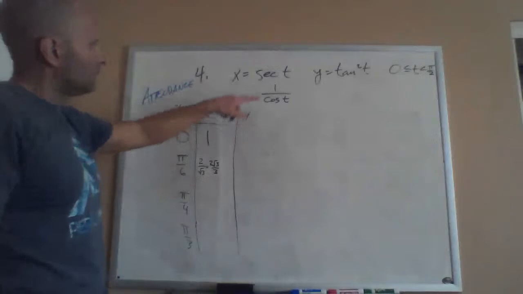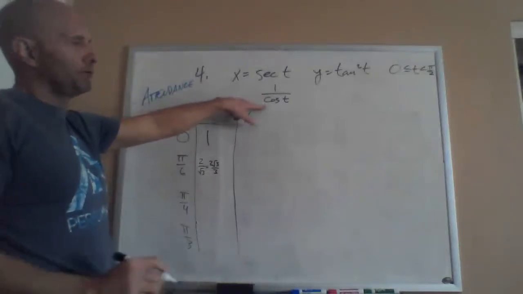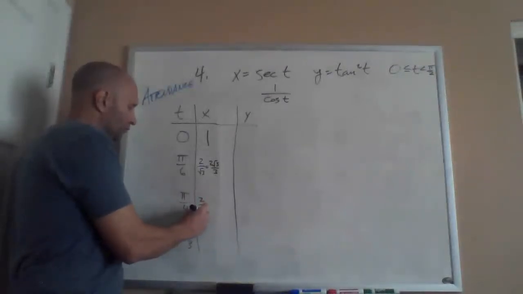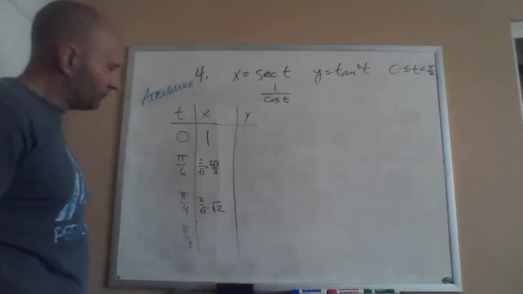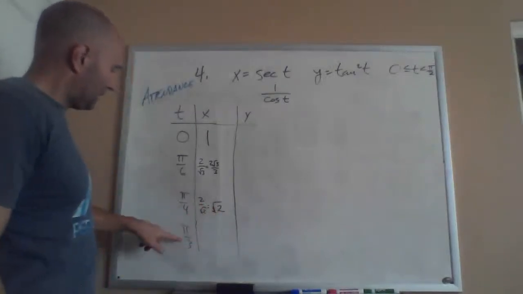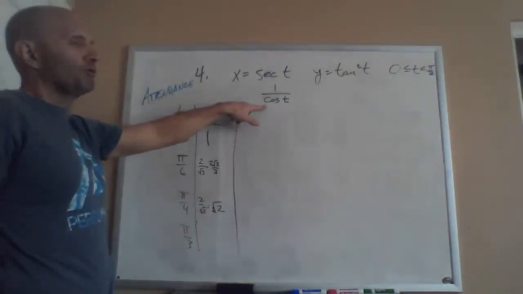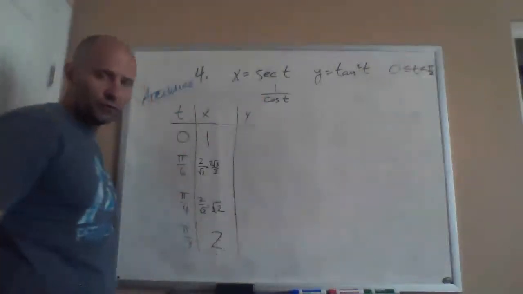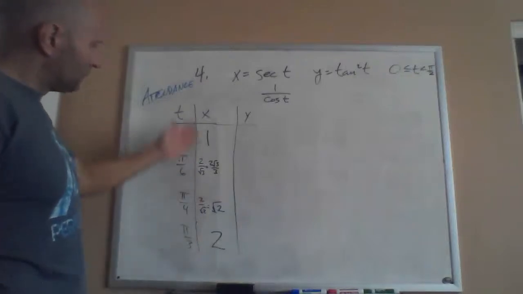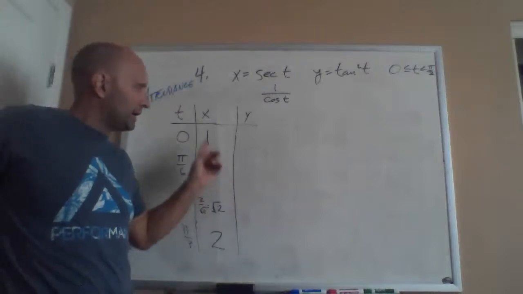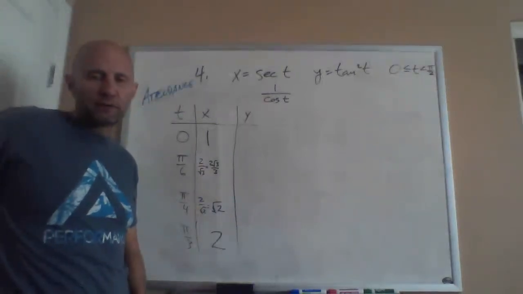For pi over 4, cosine of pi over 4 is square root of 2 over 2. Flip it, becomes 2 over square root of 2, rationalized, just becomes square root of 2. And then pi over 3, cosine of pi over 3 is a half. Flip it, becomes 2 over 1, so just 2. Does everybody understand how we get our values for x? Are there any questions?